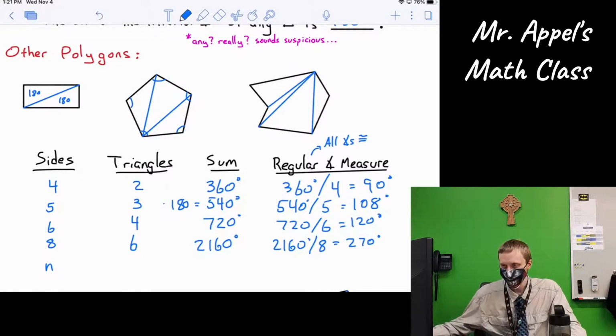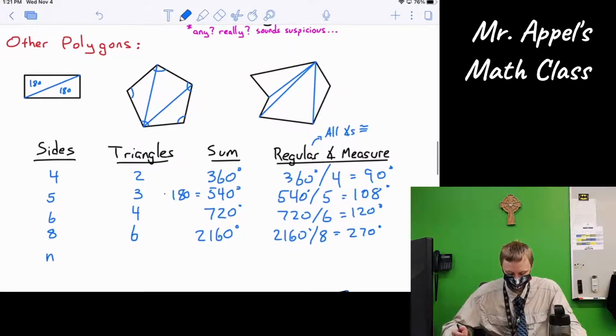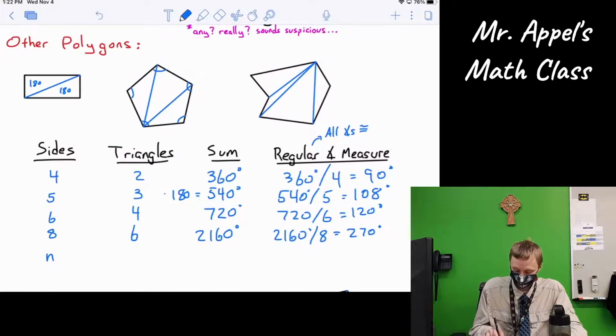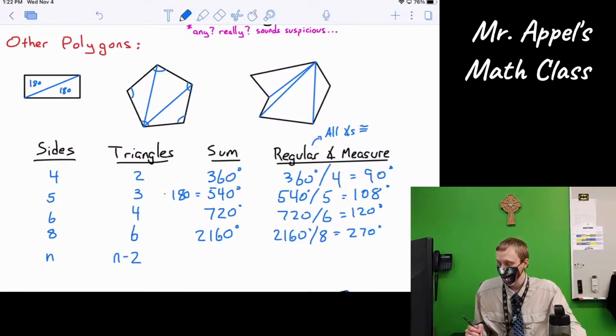So what's the general pattern there? What would you say about the number of triangles for any given n-sided polygon? If it was 4, it was 2. If we had 5, it's down to 3. 6, 4, 8, 6. Whatever n you have, the number of triangles you can draw is always 2 less, right?